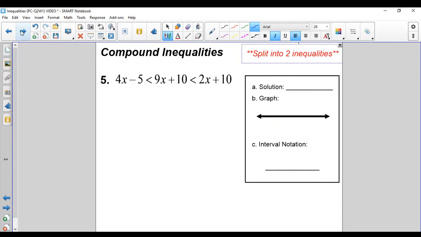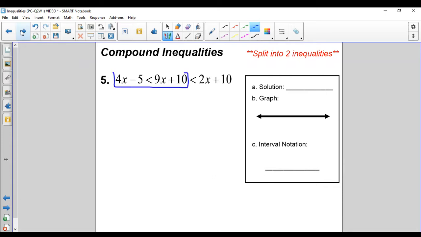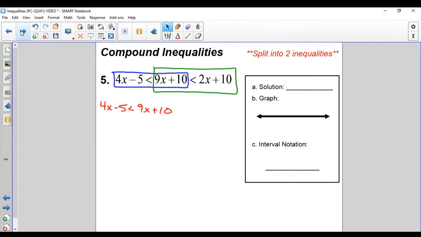Next one, it looks similar, but we have x in all three sides, left, middle, right. So as it says up in the upper right there, we need to split this up into two separate inequalities. Both involve the middle. The first one is the left and the middle. The second inequality is going to be the middle and the right side. So we go from there. We have 4x minus 5 less than 9x plus 10.